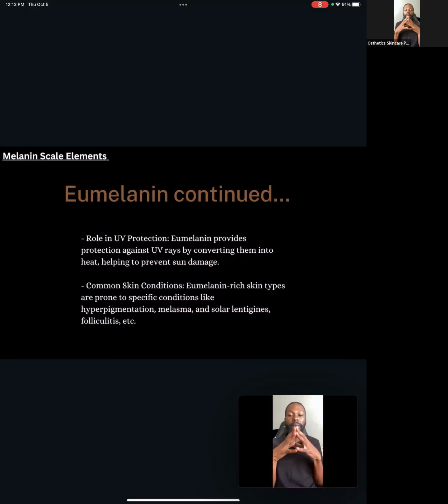All right. Now, the role that eumelanin plays in the human body, it actually provides protection against UV rays by converting them into heat, helping prevent sun damage. So for individuals that have eumelanin-rich skin, they have this function that takes place inside their body where UV rays aren't even penetrating. They're being converted into a different type of energy and dissipated as heat. So anyone that goes outside when they're like, oh my God, it's really hot, and they have really dark skin, it's not because they're absorbing heat, it's because they're generating it out of their skin.